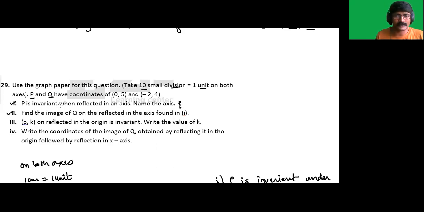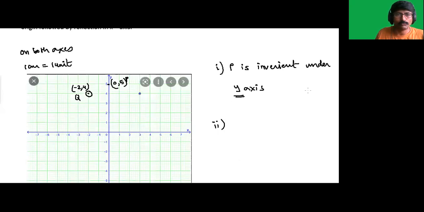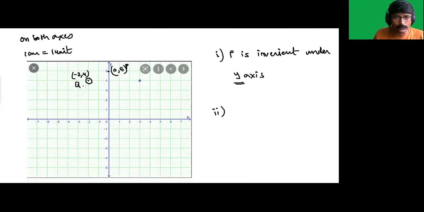Which axis did we find out in subpart 1? Y-axis. So, what are we supposed to do? What is the image of point Q when it reflects under this axis? So, Q is minus 2 comma 4. When it is mirror imaged under the y-axis, what is going to happen? So this is 1 point and 2 points, it will come over here, isn't it? So that will become Q prime.